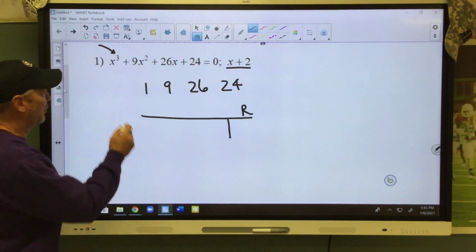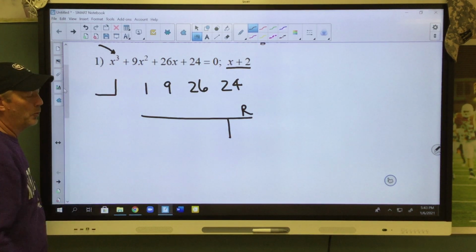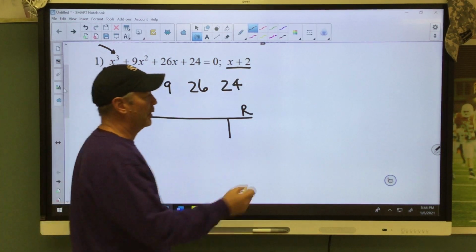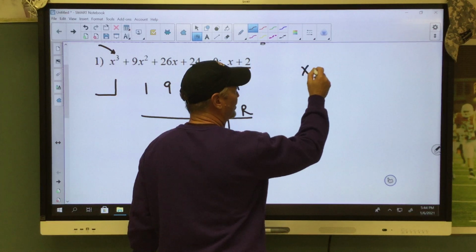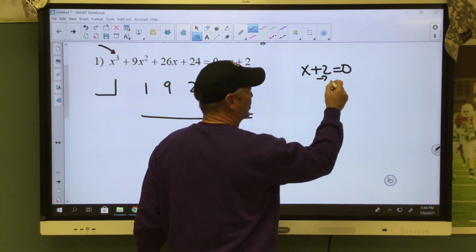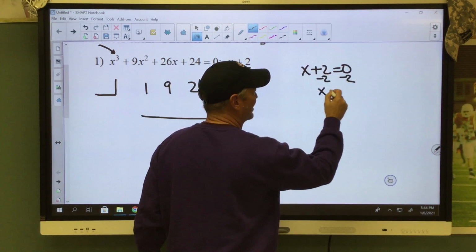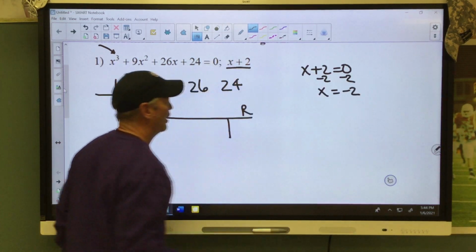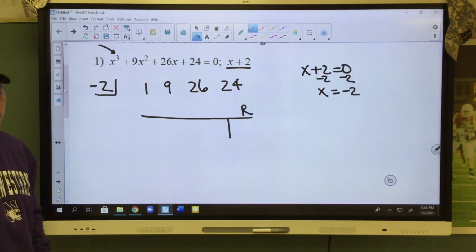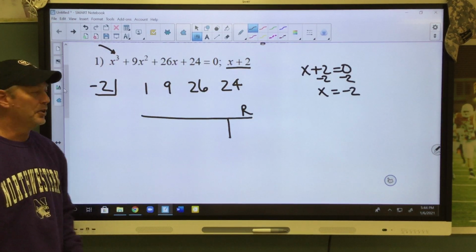Okay? So what are we going to put in this little bracket to work with? Remember, we take a factor and we put it equal to 0. We're going to say x plus 2 equals 0. We're going to go minus 2 minus 2. We're going to get x equals a negative 2. That's the number we're going to work with, just like in synthetic division.